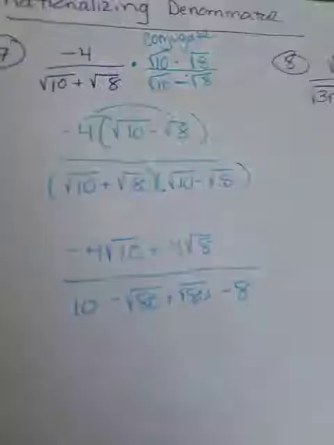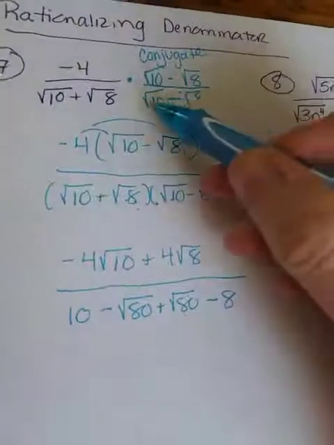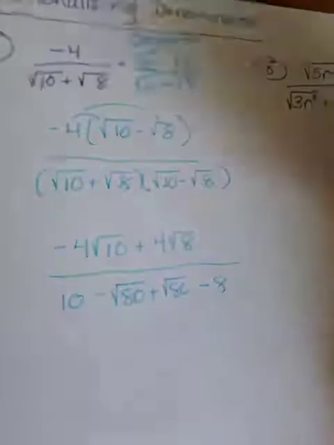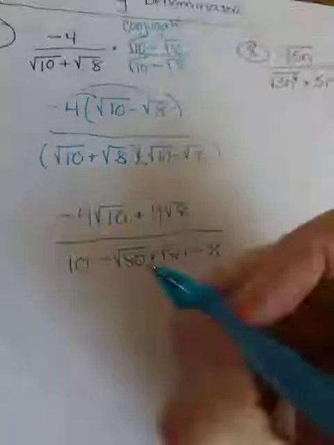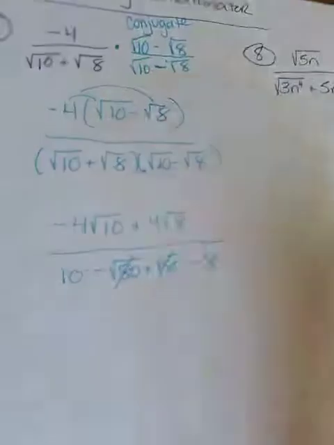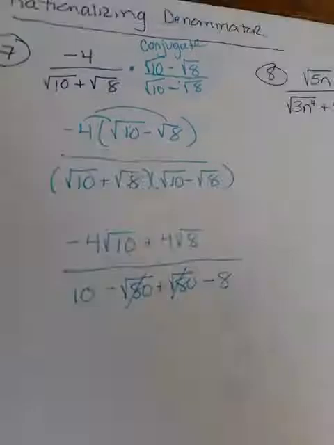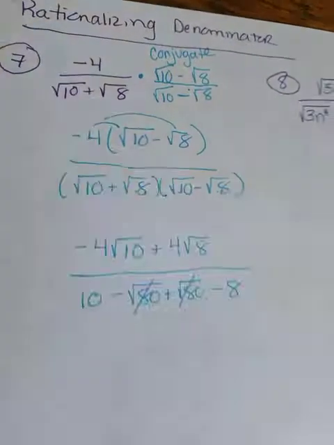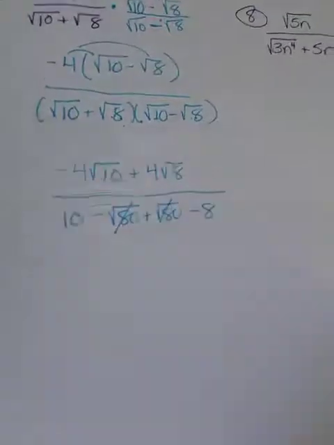Now, the point of multiplying by the conjugate, remember, of the denominator, is that it cancels out, it gets rid of the square root terms. So negative 80 plus 80, those cancel out. And that's the whole goal. If you multiply by the conjugate and you don't get rid of the square roots, you did something wrong. But let's clean this up a little bit.